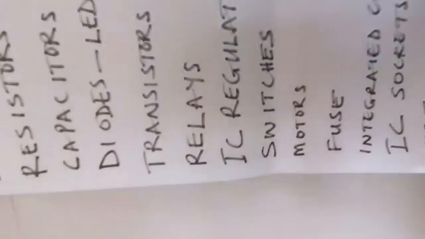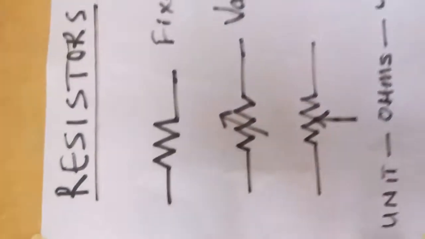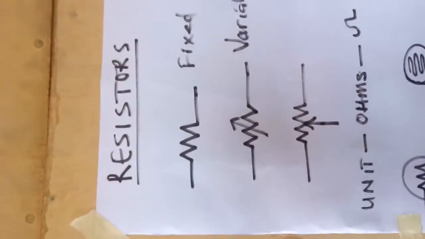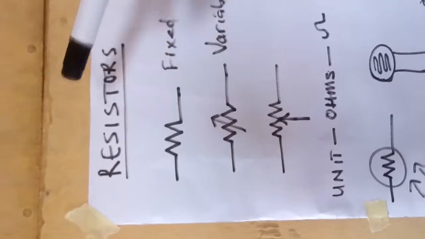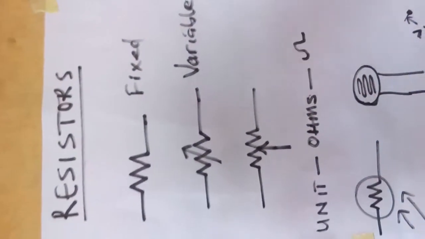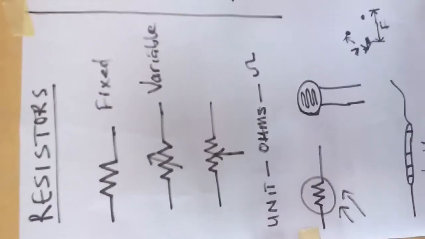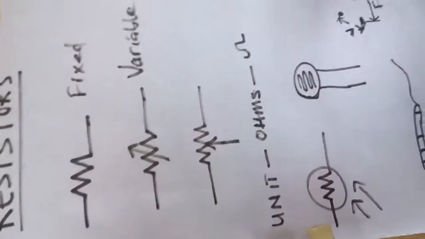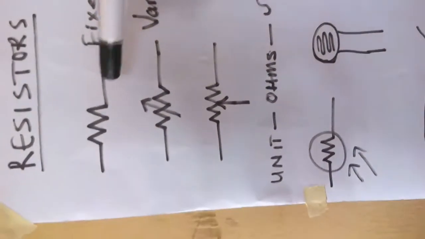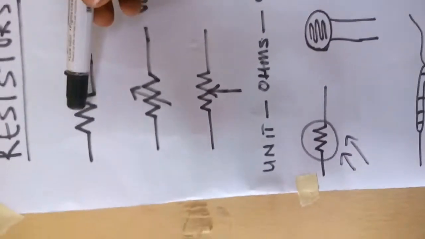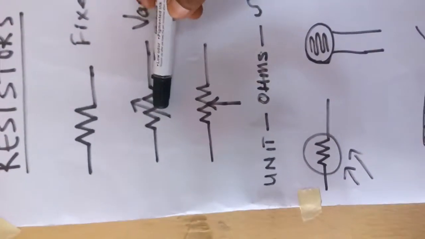Now let's get started. The first one is resistor. What is a resistor? Resistor is a two-terminal device. Resistor has two terminals basically, and it opposes the flow of electric current. Now, we have fixed and variable resistors. This is the symbol of resistor, as you can see here.